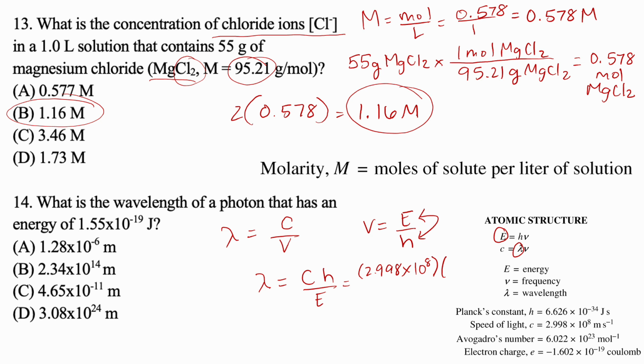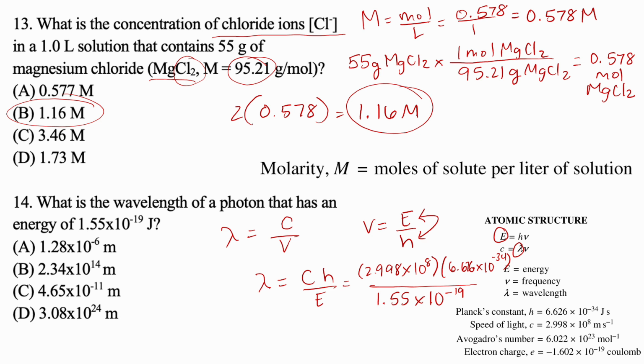And then I have Planck's constant, which is 6.626 times 10 to the negative 34th. And then I am dividing it by our energy, which is 1.55 times 10 to the negative 19th. So if I look at the top first, let's just focus on our non-exponents. We have 2.998 times 6.626 divided by 1.55.